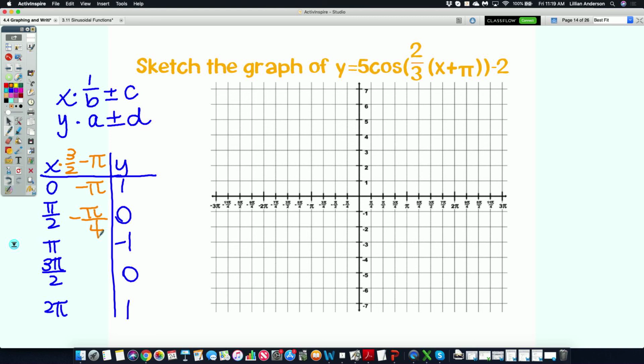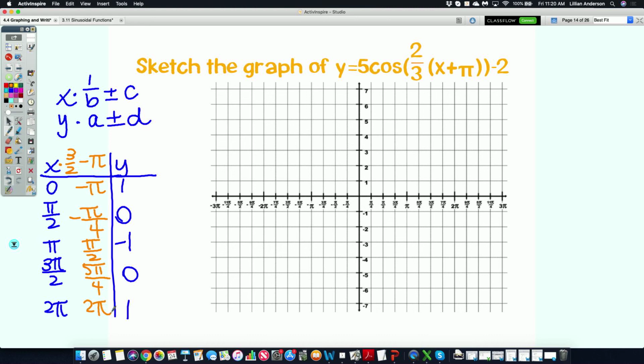Pi times 3 over 2 becomes 3 pi over 2. What's 3 pi over 2 minus pi? Pi over 2. 3 pi over 2 times 3 over 2 becomes 9 pi over 4. What's 9 pi over 4 minus pi? And then 2 pi times 3 over 2 becomes 3 pi. What's 3 pi minus pi? 2 pi.